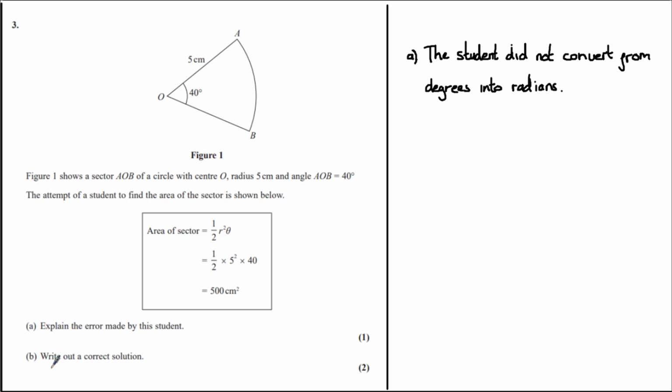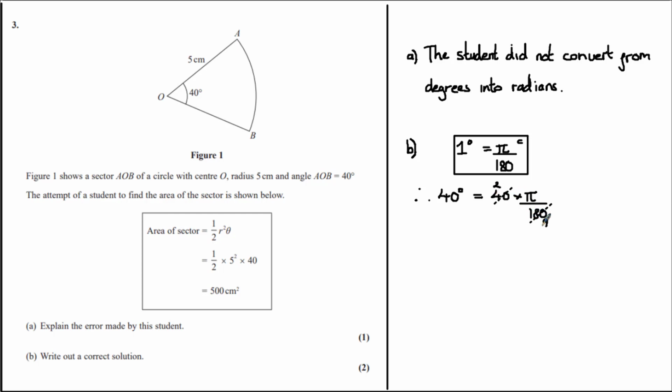Part B asks us to write out a correct solution, and this is 2 marks. As we've identified the error, we know that what we need to do is convert 40 degrees into radians before substituting it back into this formula. You are expected to know that 1 degree is equal to pi over 180 radians, and therefore 40 degrees is equal to 40 times pi over 180. We can cancel down these 2 terms as follows to get 2 over 9, giving us that 40 degrees is equal to 2 over 9 pi radians.